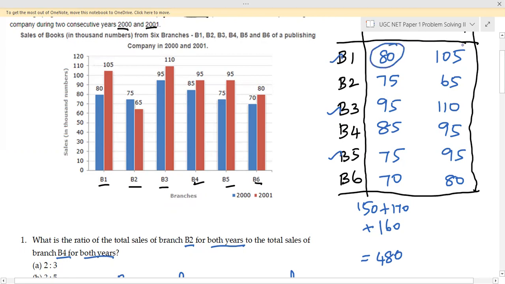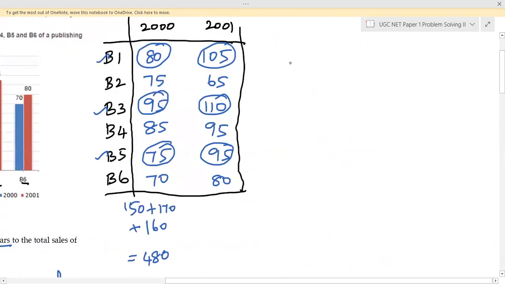So let me just circle it. This is the last question, right? So anyways, it won't affect. So B1, B3, these two numbers, and at last B5, these two numbers. So that means we'll be getting the total to be, so I will use this space to compute the total. So this will be 185, this will be 205, and this will be 75 plus 95, which will be 170, if I'm right. Yes, right.